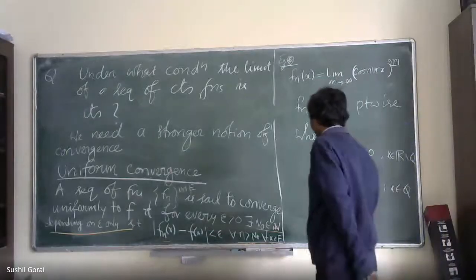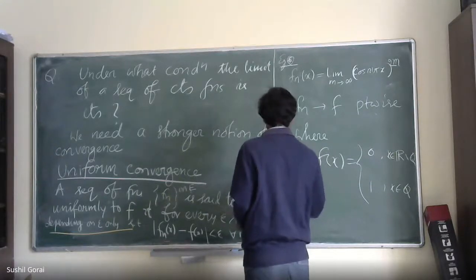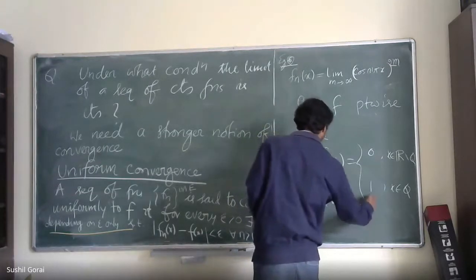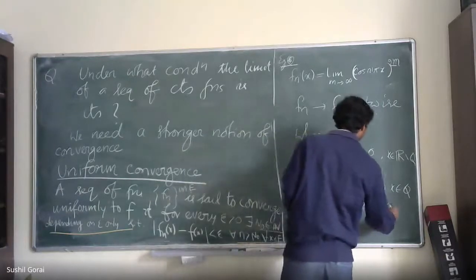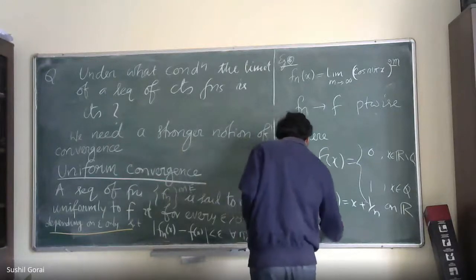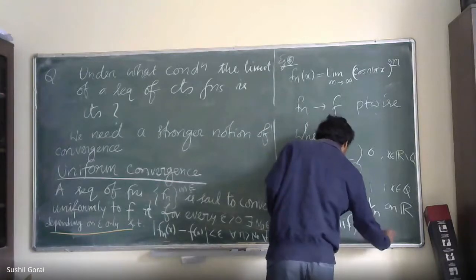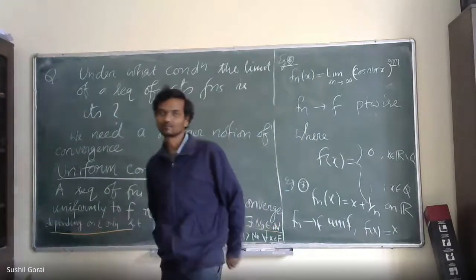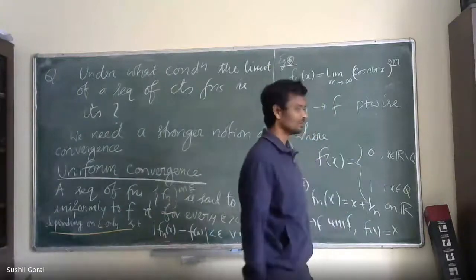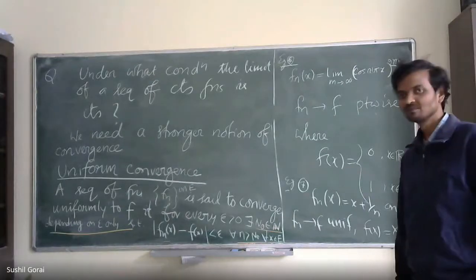Example we have given already. Example 7: f_n(x) equal to x plus 1 over n. This converges uniformly. f_n converges to f uniformly, where f(x) is x. Instead of x, if you look at any polynomial, this also converges uniformly.